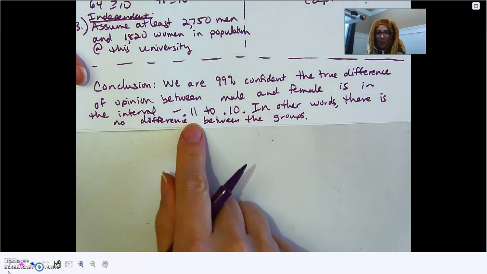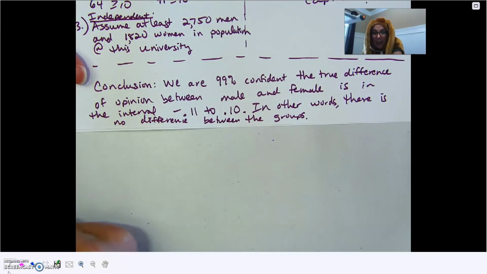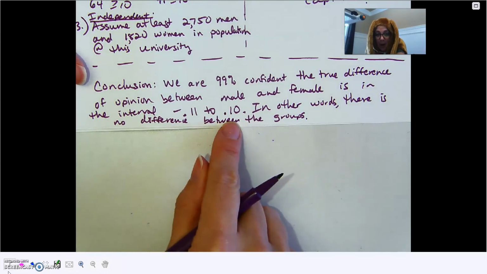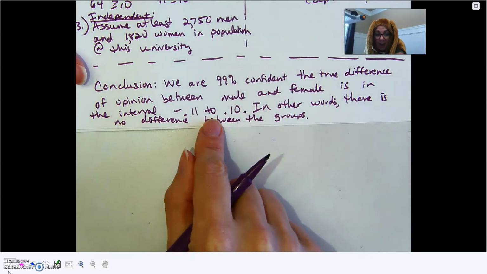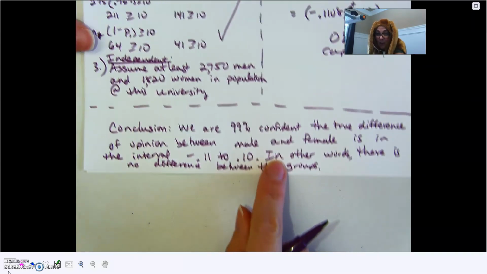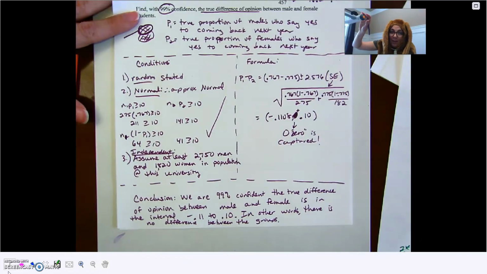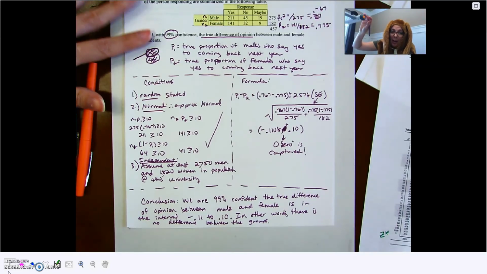You might say, well, there's more negative than there is positive. Who cares? This interval is showing you all the possibilities. It's not necessarily saying more negative than positive. Since 0 is captured, that means there's no difference. 0 is a possibility. So statistically, I don't have the evidence to conclude anything otherwise.